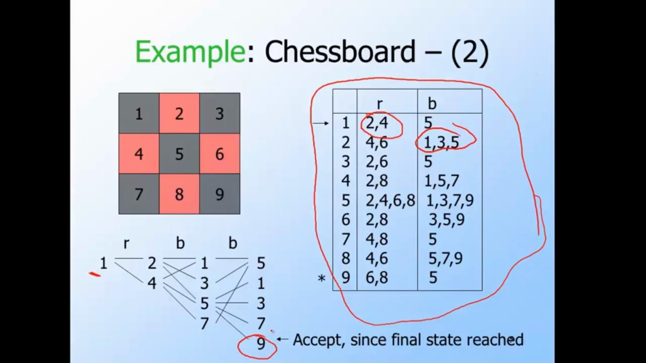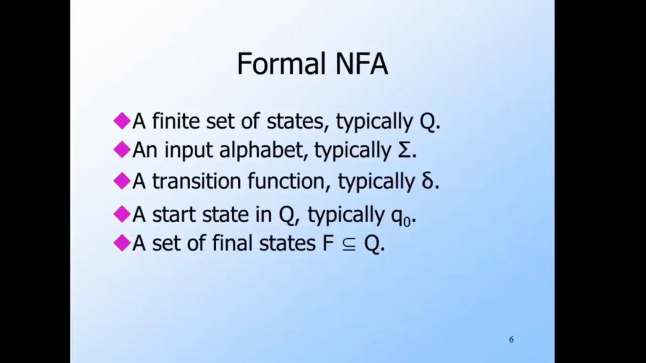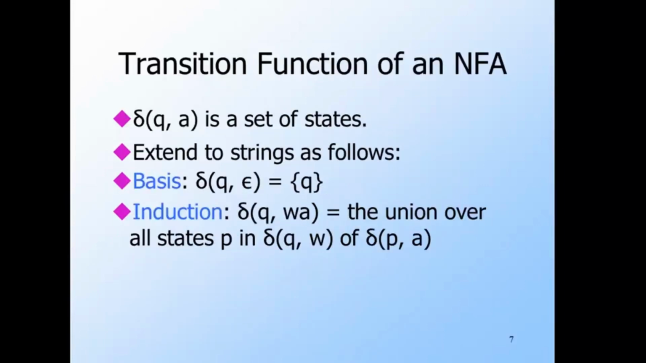The fact that it's also in states 5, 1, 3, and 7 is not relevant to the question of whether it's accepted or not. Here are the components of an NFA. They look exactly the same as for the DFA, and we'll typically use the same letters to represent them. The big difference is in the type of the transition function, and we'll see that on the next slide. For the NFA, delta of state Q and input A is now a set of states, possibly empty, rather than a single state as it was for the DFA.